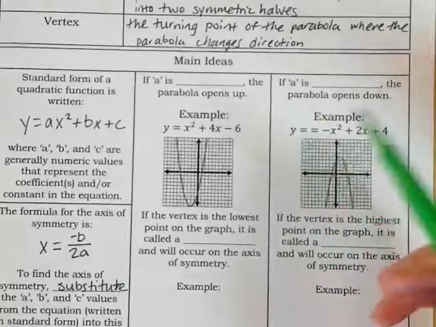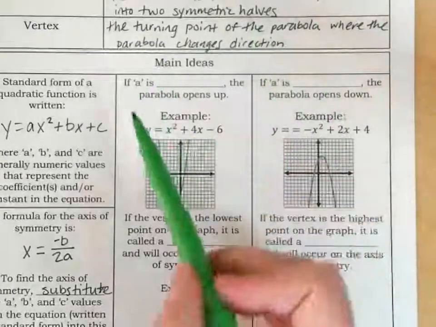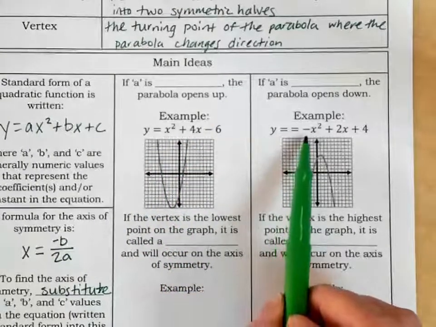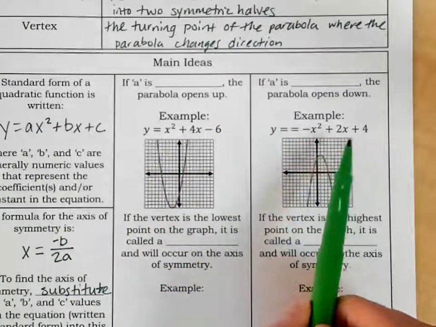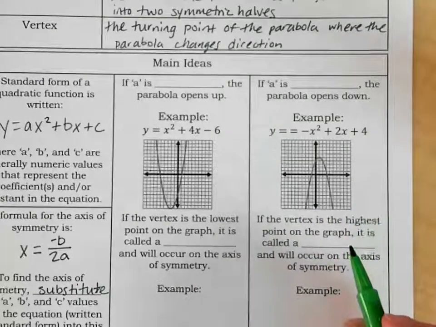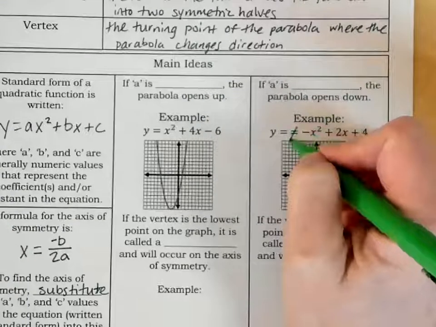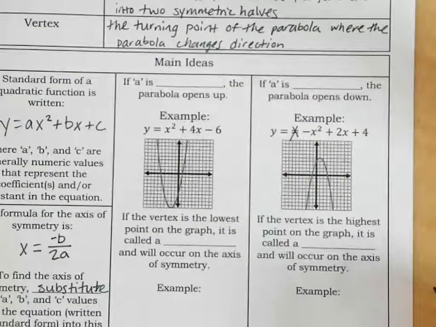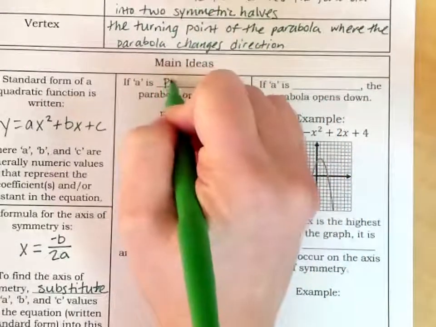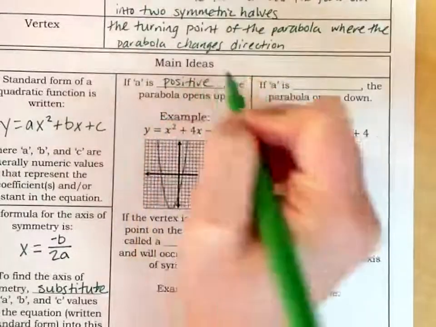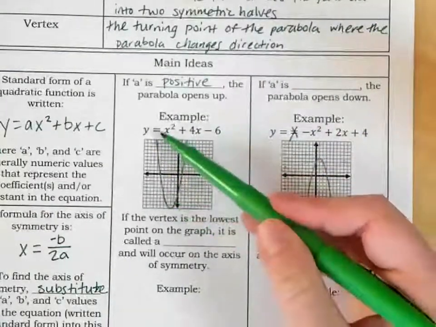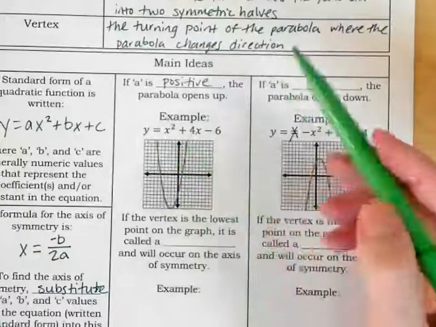A couple other notes. If you look over here, we have an example of y equals x squared plus 4x minus 6 and y equals negative x squared plus 2x plus 4. On this, there is a small error. We'll fix that. There should only be one equal sign there. But if a is positive, the parabola opens upwards. Notice it's moving with its opening up at the top.